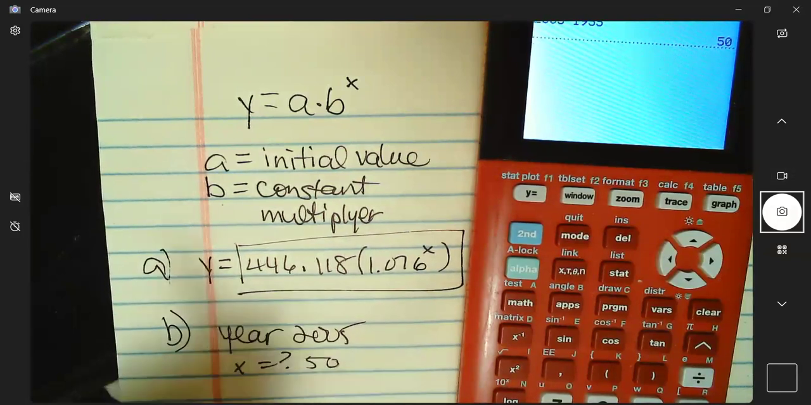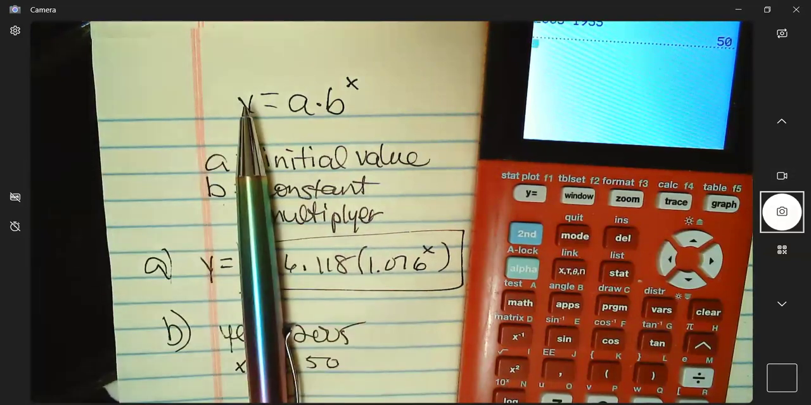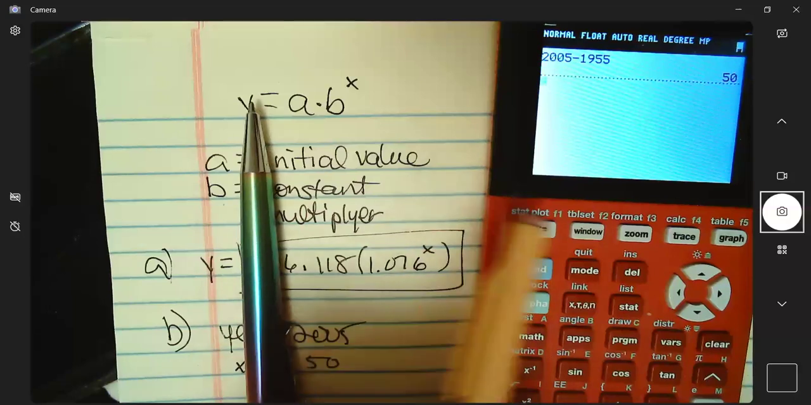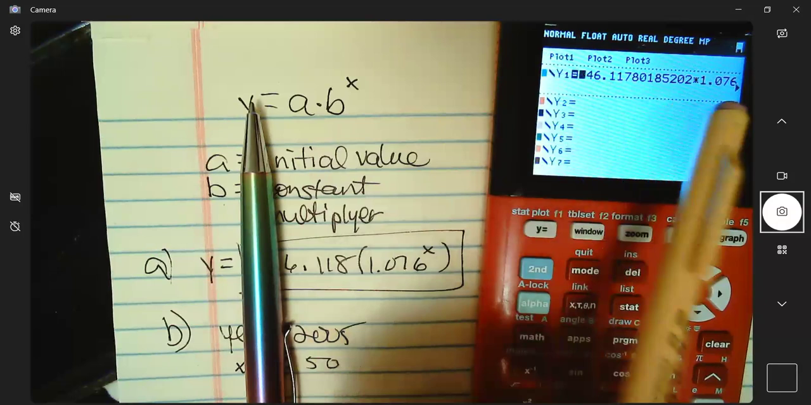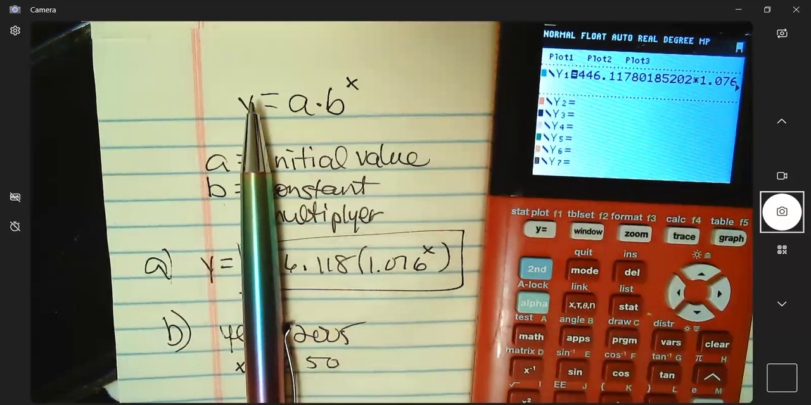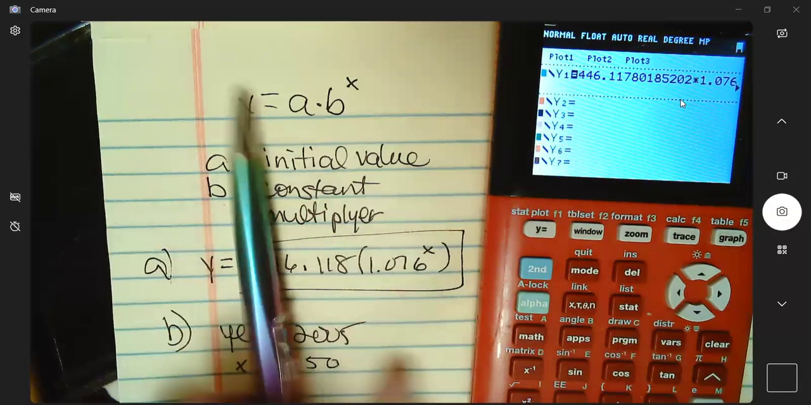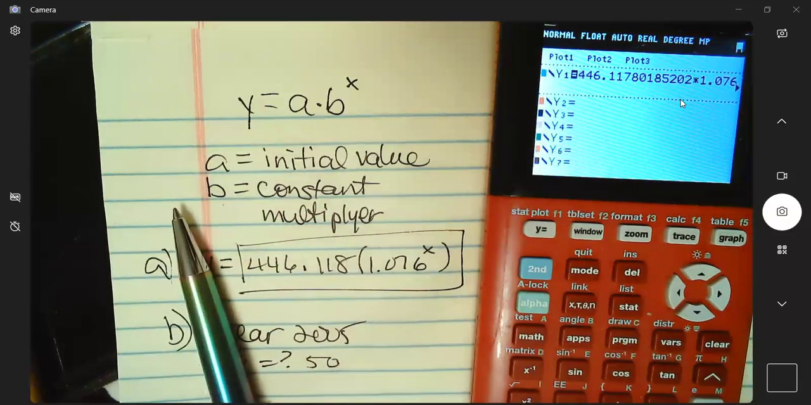Since I already have, I guess I didn't show you this before, but once you do the regression, I'm going to hit Y equals, and look, it's in there. It has stored it for us, but it's also put in the whole long version of both of those numbers. So we can use the Y1 as a function to calculate this without having to do it by hand.